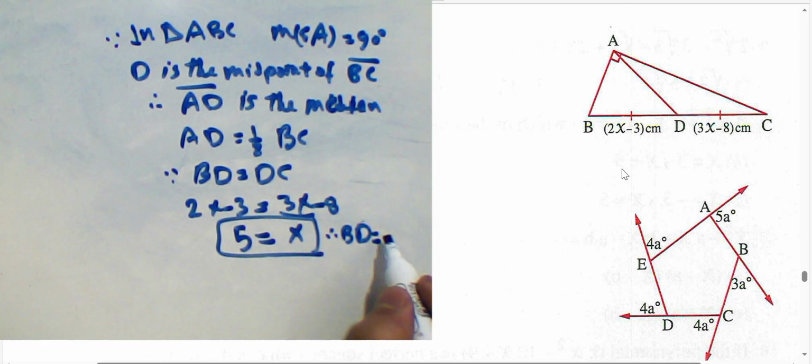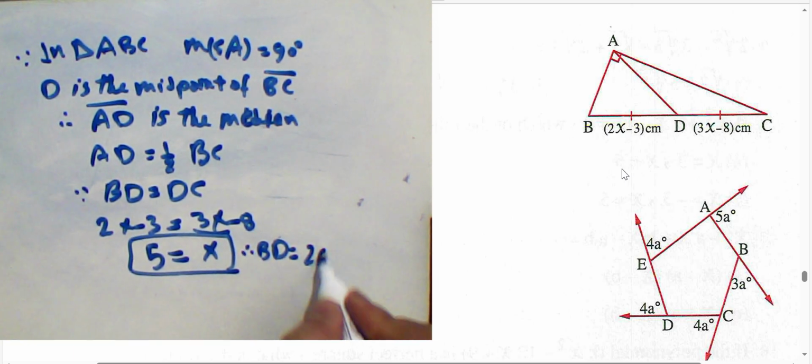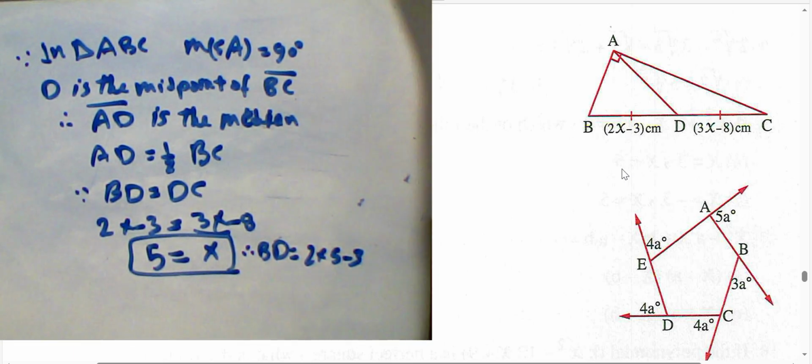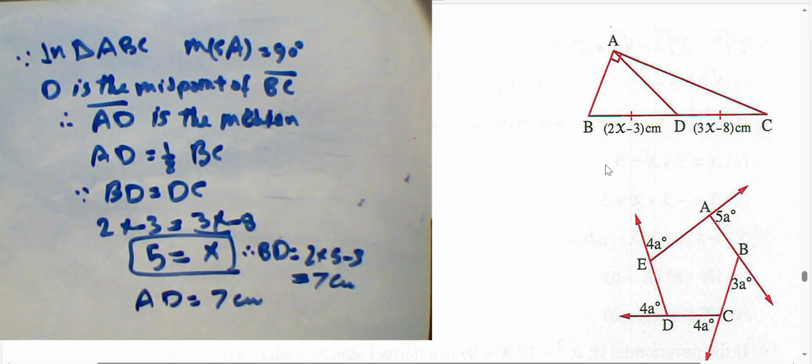BD equals 2 times x minus 3. Okay, 2 times 5 minus 3. Put the value of x here, equal 5. 2 times 5 is 10, 10 minus 3 is 7. Then DB equals 7 centimeters. And AD will also equal 7 centimeters, because AD is half of the hypotenuse. Hypotenuse 14, 14 divided by 2 equals 7. Okay, understood?